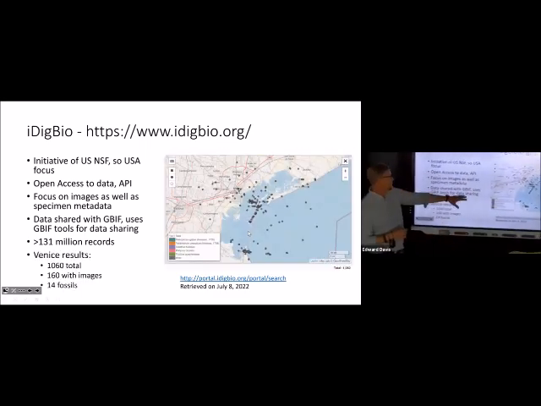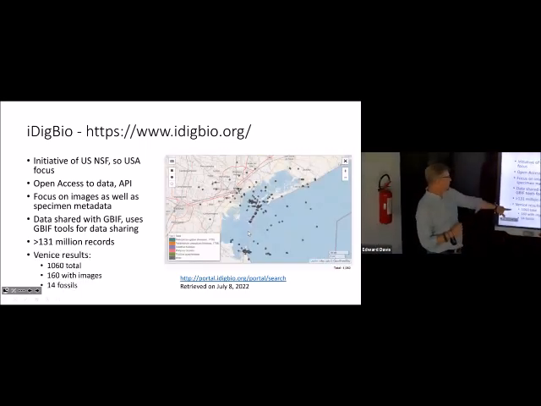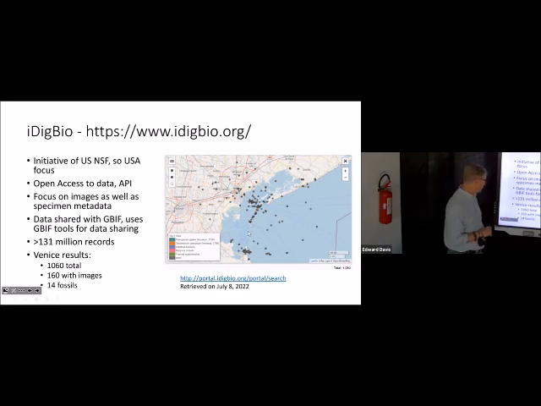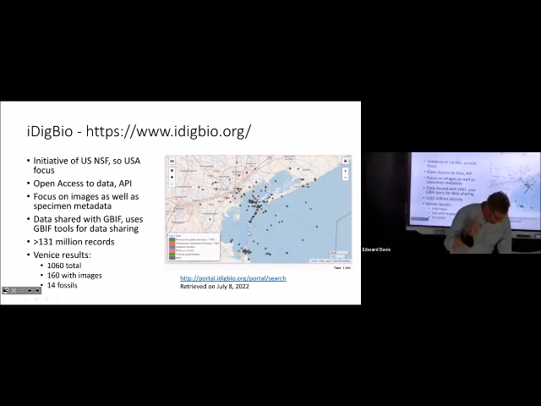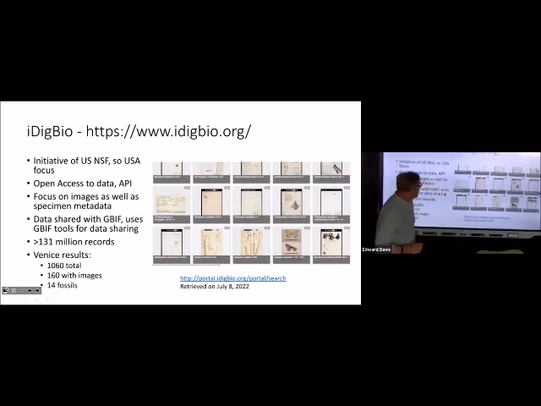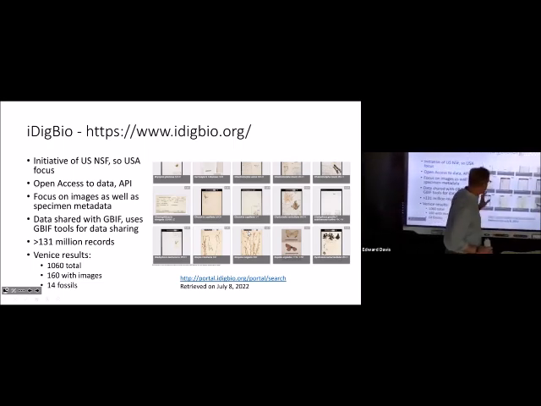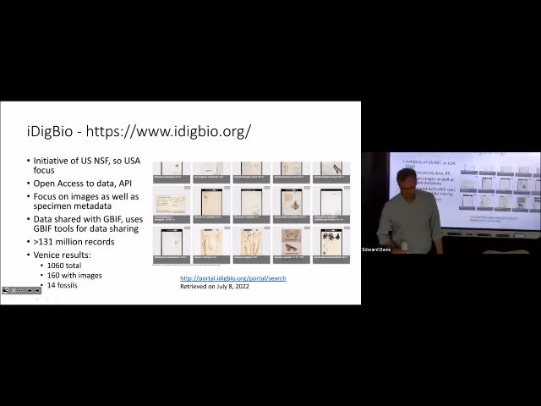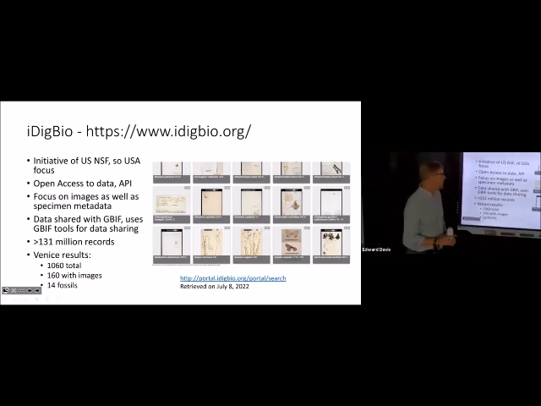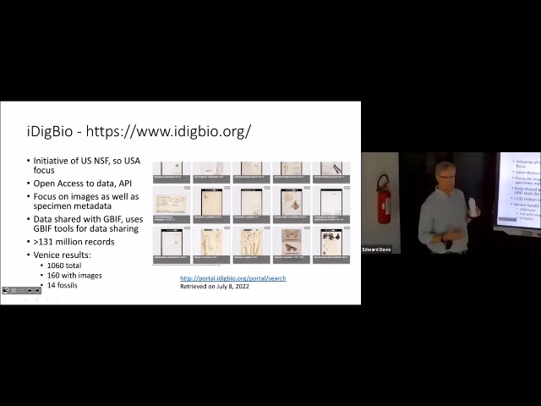And when we look at the area around Venice, we see that there's 1,060 specimens in the iDigBio database. These are all North American museums, right? So there's 1,060 specimens from the area around Venice that are physically located in museums in North America. And 160 of those have images, and 14 of them are fossils, and they're not the same fossils as you saw in GBIF. Some of them are the same, but not all of them. And so this is just a snippet of the array of photographs of Venetian specimens that I could pull up on iDigBio. And what you can see is the vast majority of them seem to be herbarium sheets.